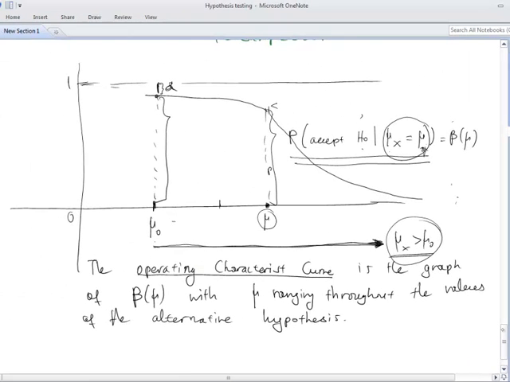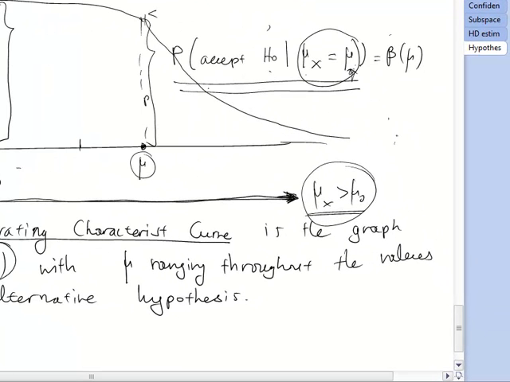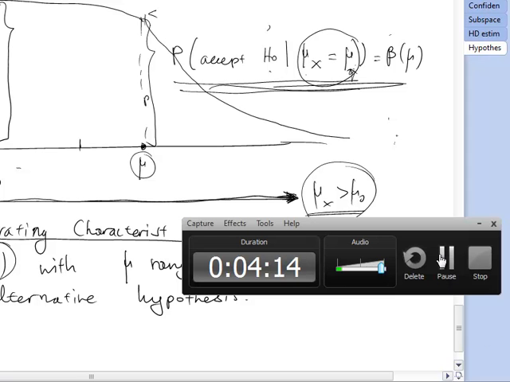But what I want to tell you here is that the operating characteristic curve in this particular test would look like this, and it's the curve that actually is the graph of the values of beta of mu, which is this probability, when mu ranges in values greater than mu 0. And of course, depending on what type of test we do, this also changes. In the next video, you will also see some examples where you can actually calculate these values. With this, we conclude.